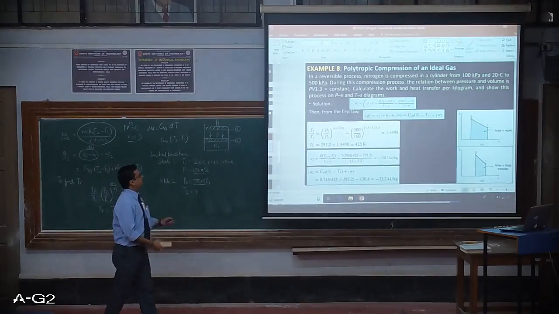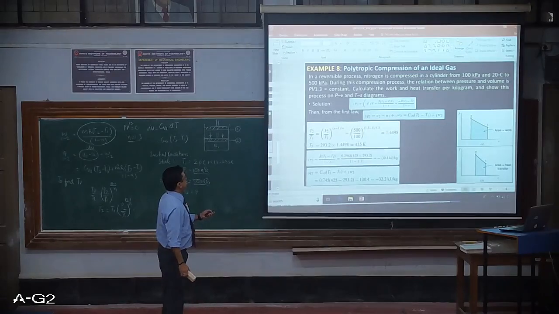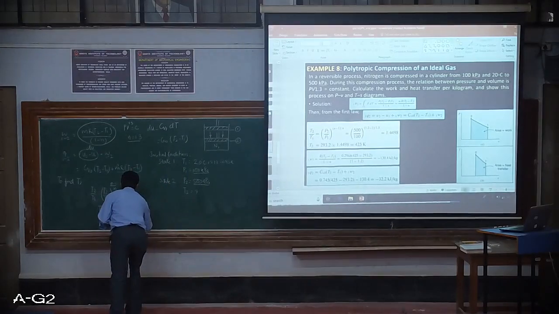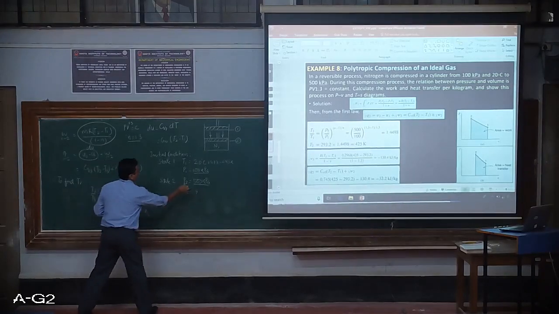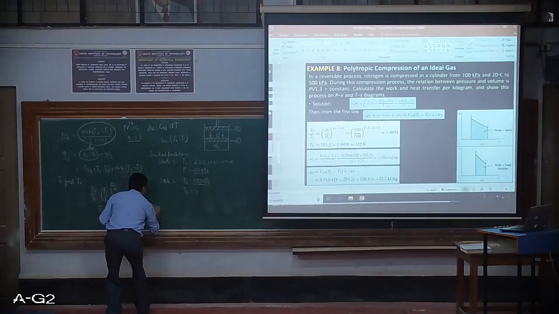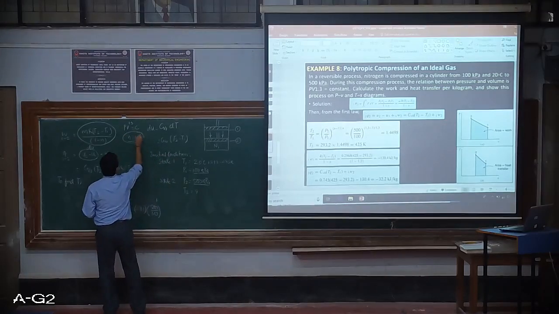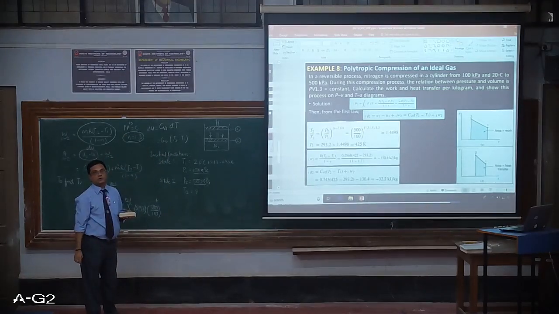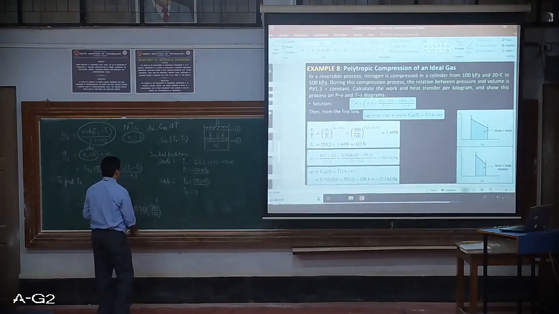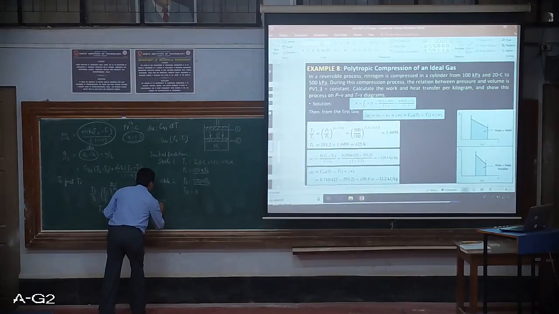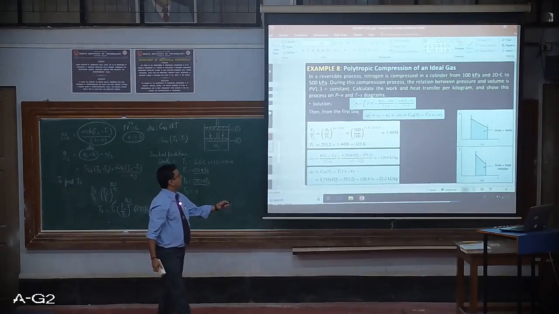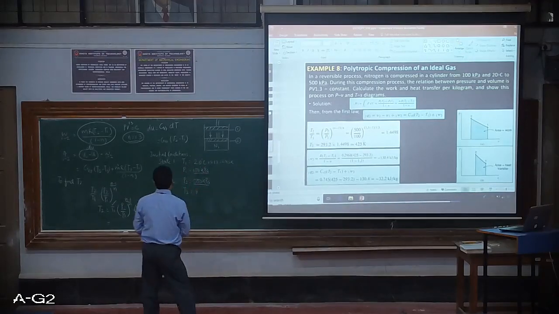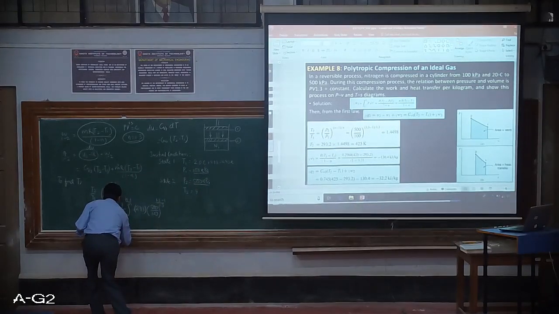What is the value of T1? T1 is 293 Kelvin. So here I will be writing 293 Kelvin for T1. P2 and P1 are in the same unit. So it is 500 kilopascal by 100 kilopascal to the power n, which is 1.3, mentioned in the polytropic process. PV raised to n equal to constant, and here it is mentioned as PV raised to 1.3 equal to constant. So 1.3 minus 1 divided by 1.3. If you calculate, the value of T2 would be finally 425 Kelvin.